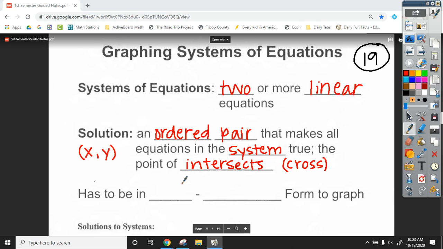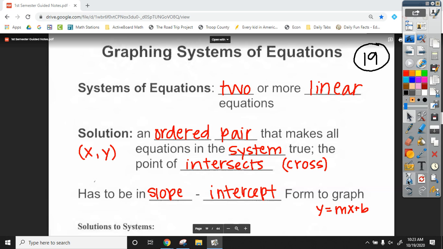And what form does it always have to be in for us to graph it? Yep, y has to be by itself. It's in slope-intercept form. So down at the bottom of this page, we're going to look at three types of examples for graphing systems of equations.